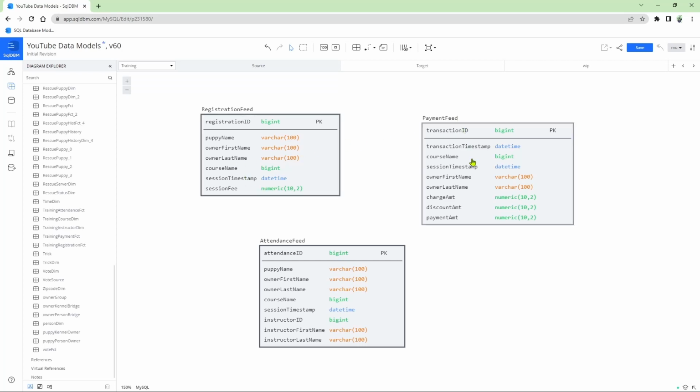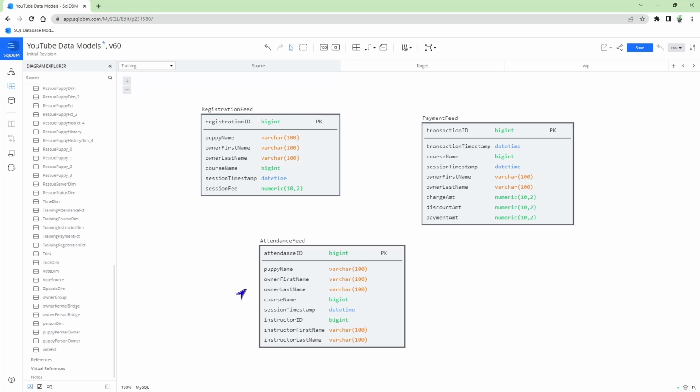We have some of the same information coming in, but you notice that we don't actually have any puppy information from the payment because payment doesn't care about puppy. It's a person that is being billed for the course. So you notice that we have common data between the courses. We do have common data within the owners, but there's no guarantee that the owner is unique just simply by the first name and the last name. There may be a whole lot of John Smiths out there, and they get charged an amount, they get a discount, and hopefully they have a payment.